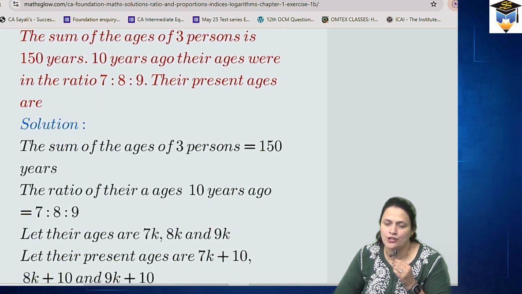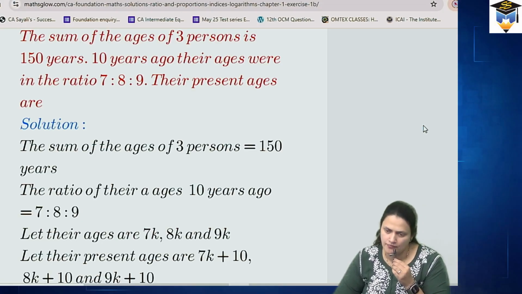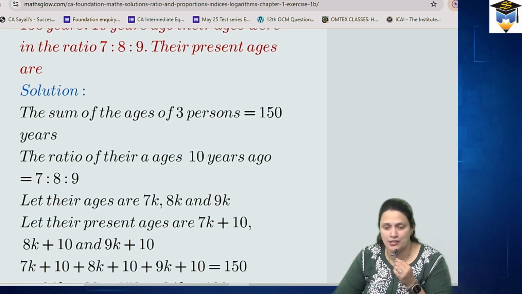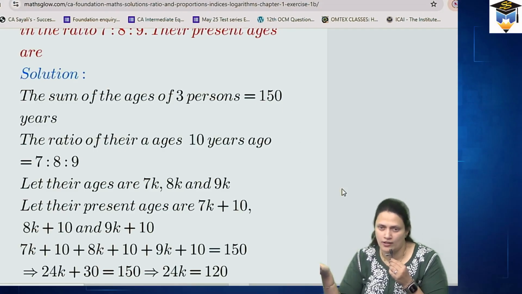The sum of the ages of 3 persons is 150 years. 10 years ago, their ages were in the ratio 7 is to 8 is to 9. Find their present ages. Sum is given to us and ratio is given to us. So let us say common multiple be k. So 7k plus 8k plus 9k is equal to... but they have specified the conditions that the present ages are 10 years after that. Okay, so plus 10 plus 10 plus 10 in everything.